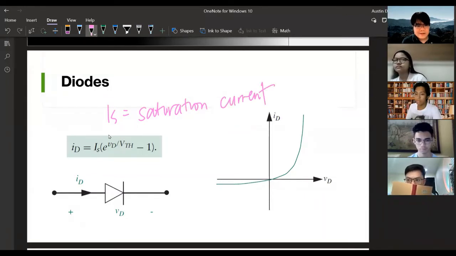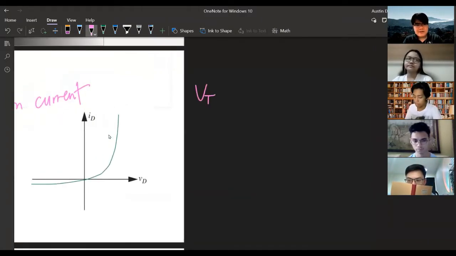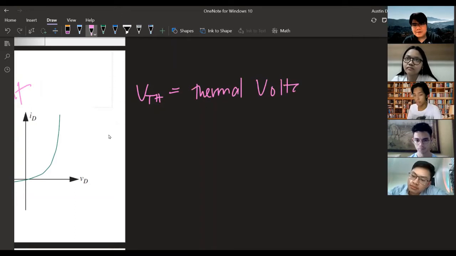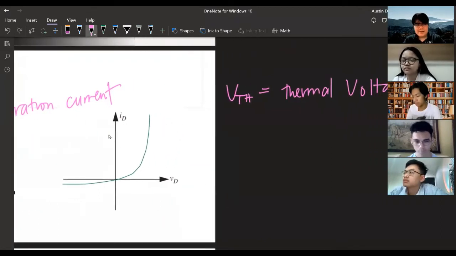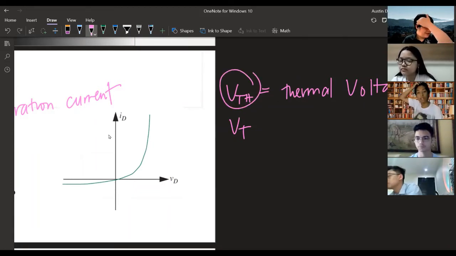And then, VTH is also a constant of the diode, property of it. Ito ay thermal voltage. Okay, so it's something that depends on temperature. And ibang sources, VT ginagamit nila kasi ginagamit natin ito for Thevenin voltage. Diba pa? Ang hassle naman kung parehas.